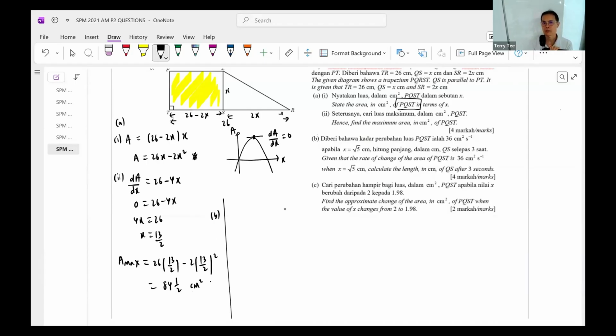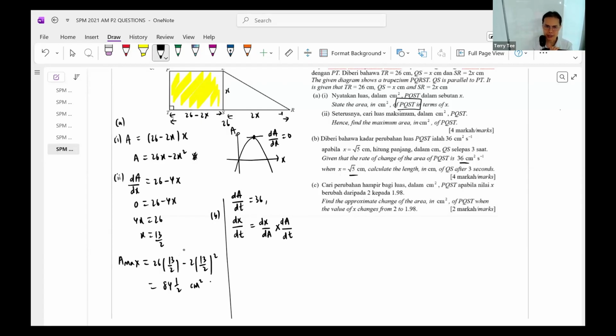Okay, part B. Given that the rate of change of area is 36. The rate of change of area is dA/dt. This is 36. When x is square root 5, calculate the length of QS after 3 seconds. So this is not so direct. We call this connected rate of change. I'm given dA/dt. What can I find? I can find dx/dt. So I put a dx here, I put a dt here, and I put dA and dA.